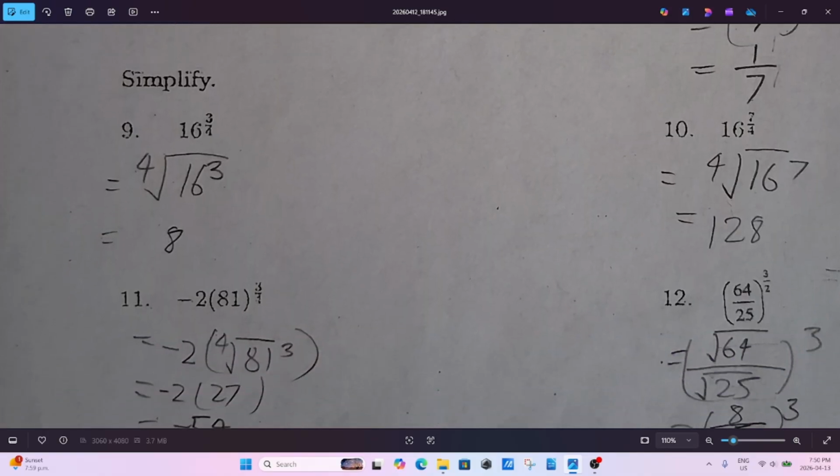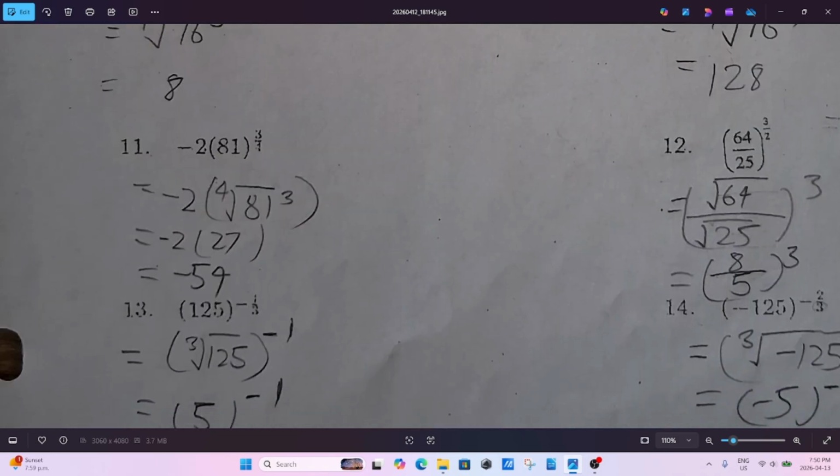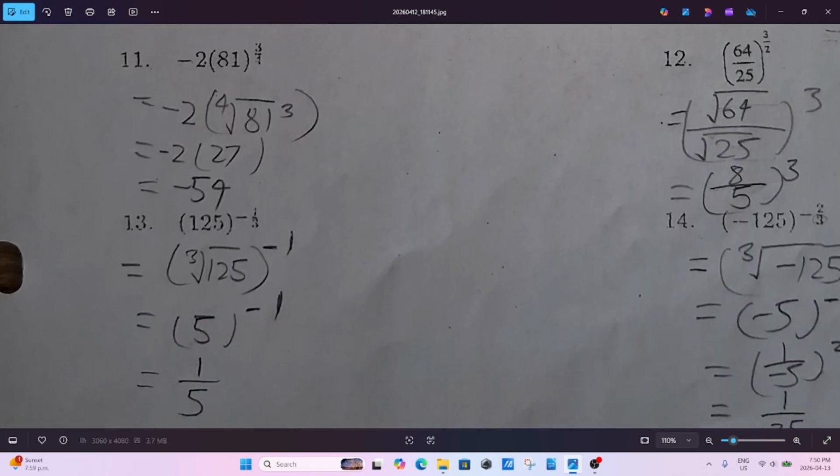Simplify. Question 9. 16 to the 3/4 is equal to the fourth root of 16 cubed, which is equal to 8. Question 10. 16 to the 7/4 is just the fourth root of 16 to the 7, which is equal to 128. Question 11. Negative 2 times 81 to the 3/4 is just negative 2 times the fourth root of 81 cubed, which is equal to negative 2 times 27, which is equal to negative 54.